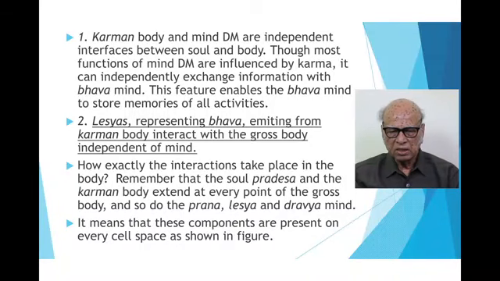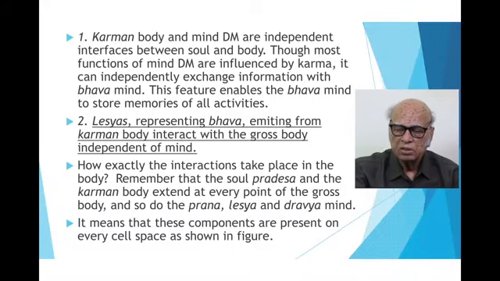Okay, we know that interactions take place, but how exactly does this take place? Remember that the soul pradesha and the Karman body extend at every point of the gross body. Okay, and so do the prana, leshya and dravya mind, because the Karman body extends the entire body space, and we know that the prana also do the same, and leshya and dravya mind. These three units also extend the entire space of the gross body. Remember that. It means that these components are present on every cell space as shown in the figure.